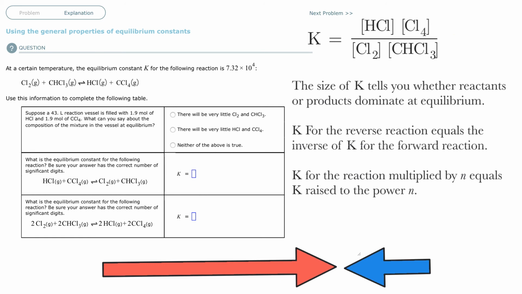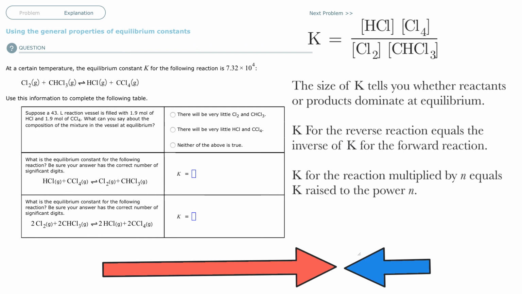Okay, so let's do the questions. The first question says, suppose that a 43-liter reaction vessel is filled with 1.9 moles of HCl, 1.9 of CCl4. So I've got equal numbers. That means I've got equal numbers here in the balanced equation too. What's going to happen? Well, I've got a huge K. A huge K means I'm going forward more than I'm going backwards. That means I'm making lots and lots of product.